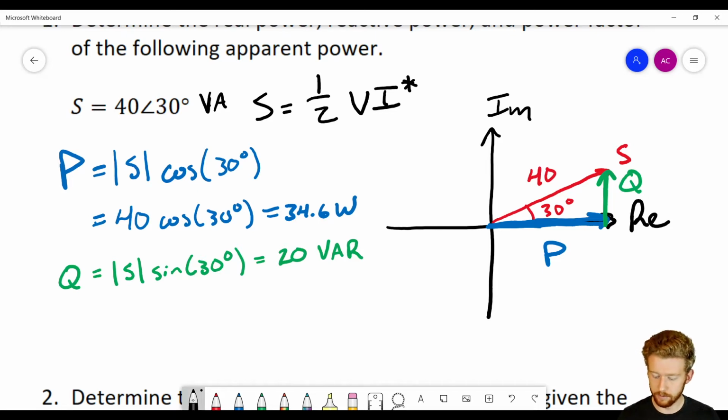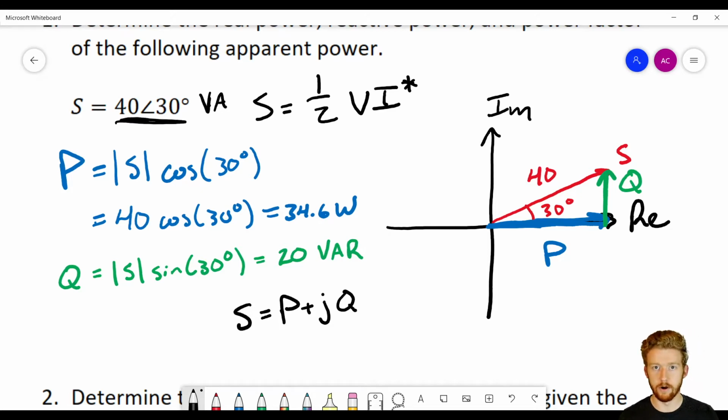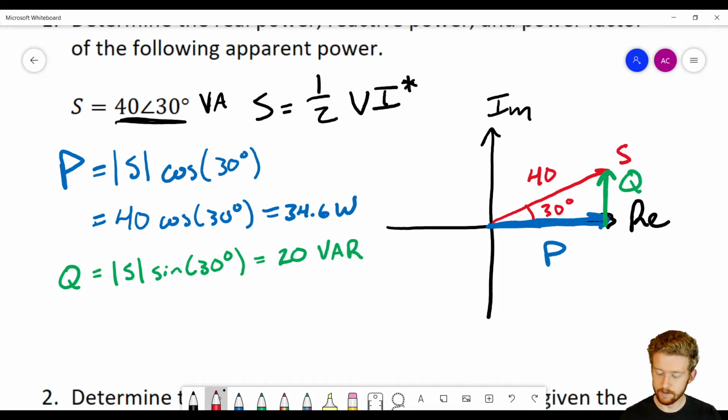If you wanted to, you could use the formula that we talked about previously, that S is equal to P plus JQ, and you can manipulate this and find that this will give you 40 with an angle of 30. But for now, I'm not going to do that because it only asks for the real power and reactive power. Now, the last thing we needed was power factor.